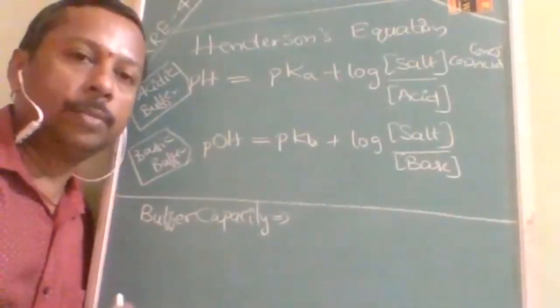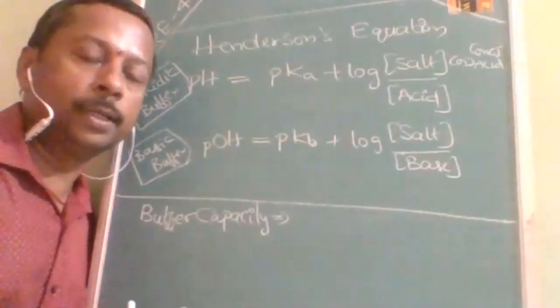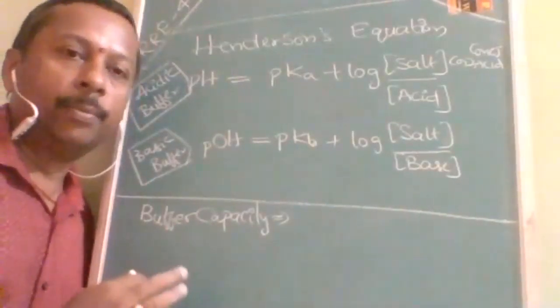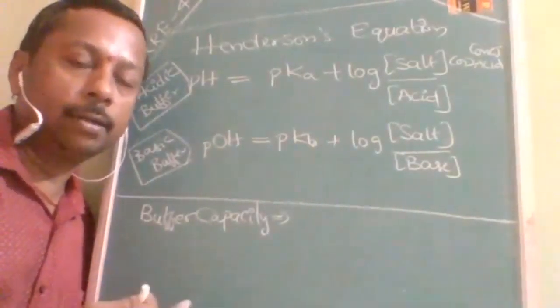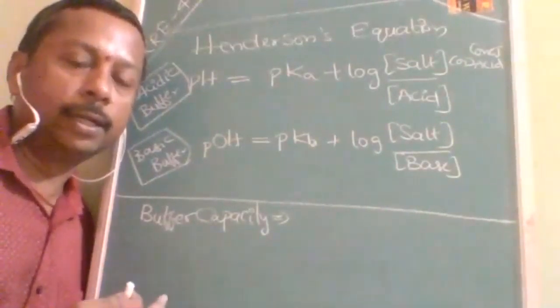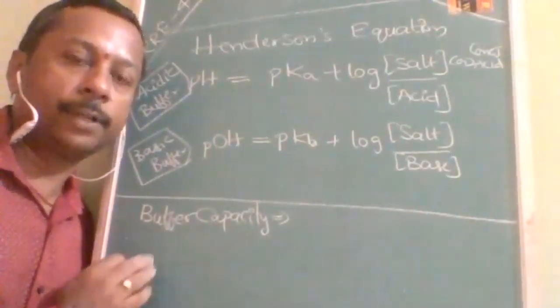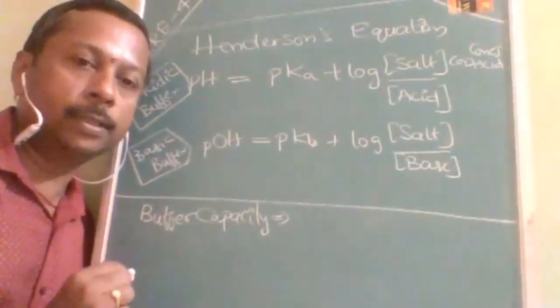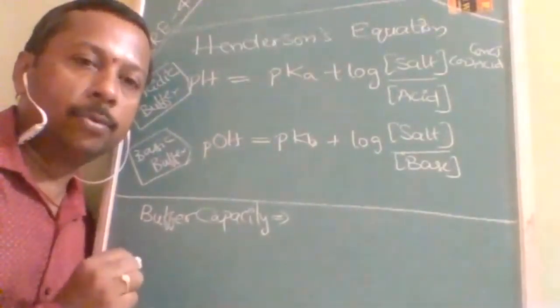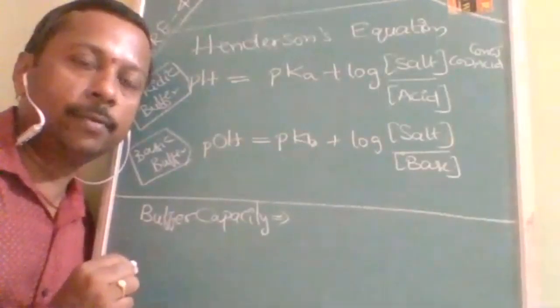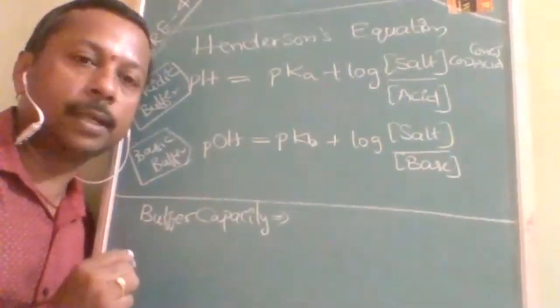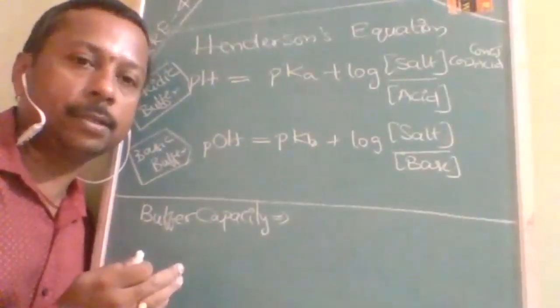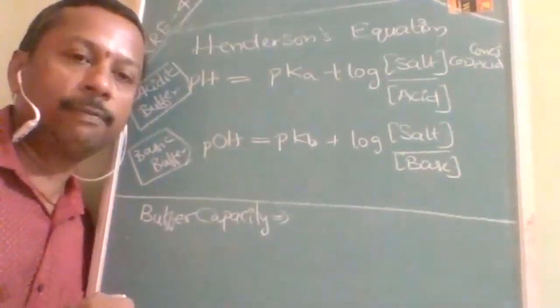How much change in pH took place per mole, or per equivalent, of the acid or the base added? What is buffer capacity? It is the amount of change in pH that took place upon the number of equivalents of acid or base added for such a change. That is called buffer capacity.